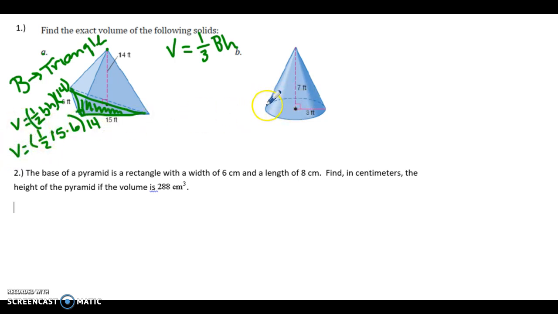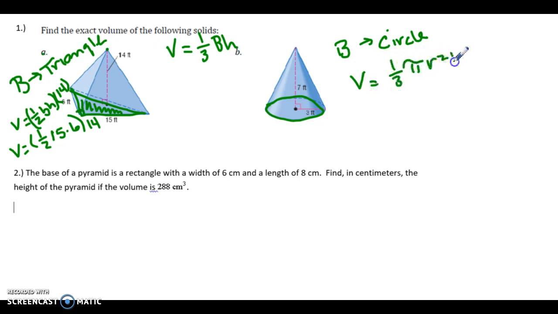In this case, for part B, we've got a cone whose big B is going to be a circle. And so in place of big B, you're going to put pi r squared. So volume equals 1/3 pi r squared times the height of the whole cone, which is 7. Okay, you can do that one on your own. And let's look at number 2.